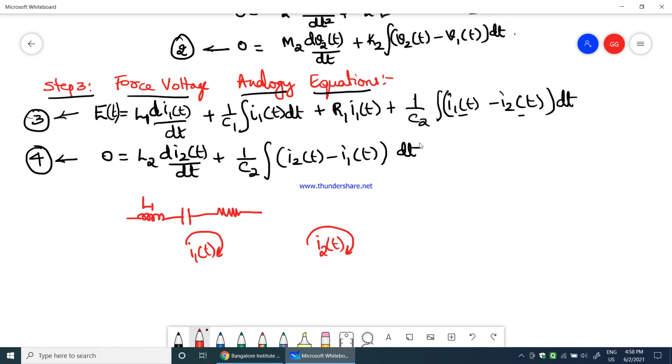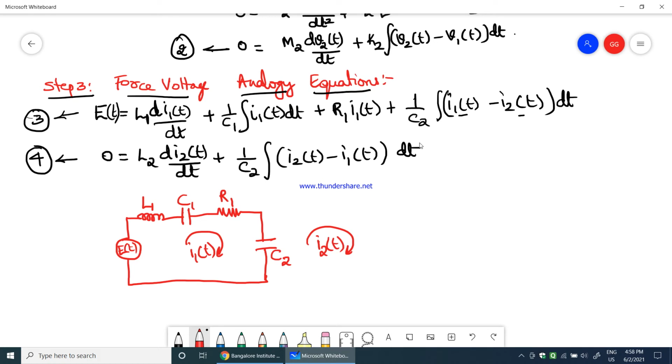But C2 is connected between both I1 of t and I2 of t. Therefore, I will have C2 between the loops I1 of t and I2 of t. Now the force applied, the voltage applied, would be in the first loop. Therefore, the voltage will be here, E of t. So this is the first loop based on the components L1, C1 and R1, and this is C2.